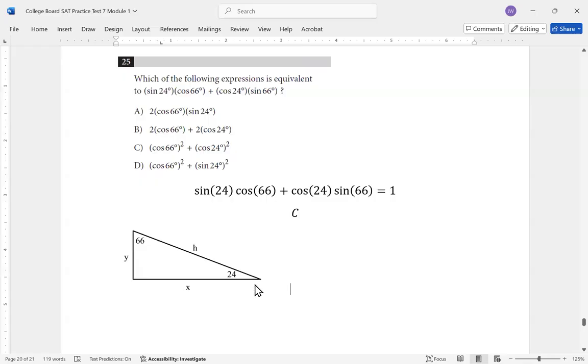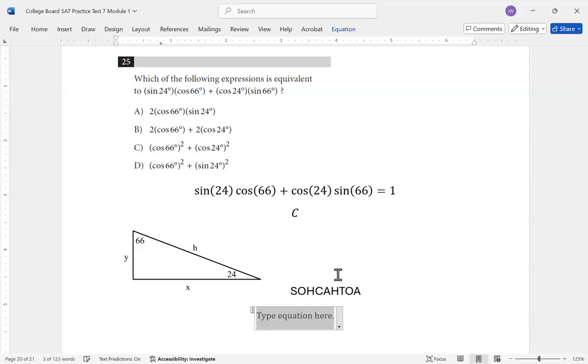So here's my drawing of that right triangle. We have a right triangle where one angle is 24, another angle is 66, and obviously we have a right angle too, because the angles of a triangle have to add up to 180 degrees. I didn't label that. Now, I labeled the hypotenuse of that right triangle with an H, and the two legs as X and Y. And what I'm going to do is think of the mnemonic SOHCAHTOA.